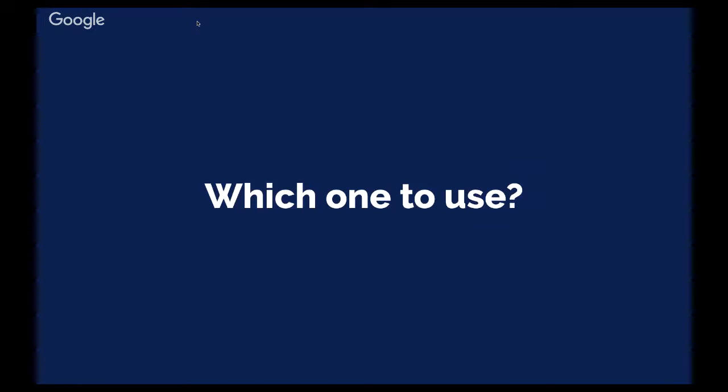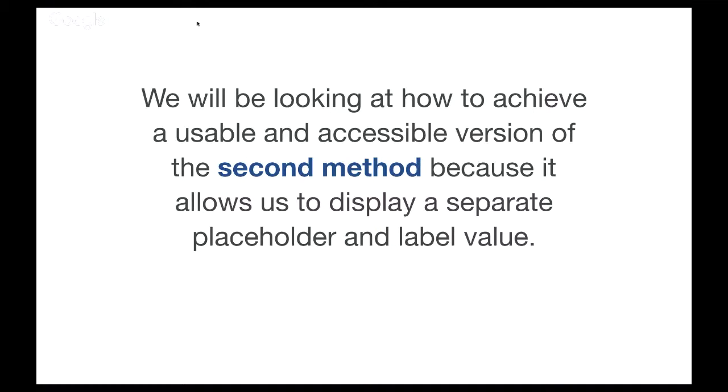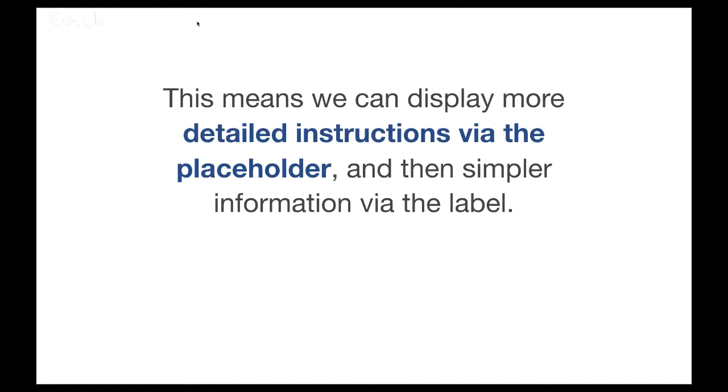So which one to use? Well, we're going to be looking at the second method. The reason why I started to do this one for my testing was, one, because it was more complicated and therefore more fun, but two, it had one little benefit that I thought could be quite good, in that it allows us to do a separate placeholder and label value. What this means is you could, in theory, give more detailed instructions in the placeholder and then have a simple label, or the other way around if you wanted.